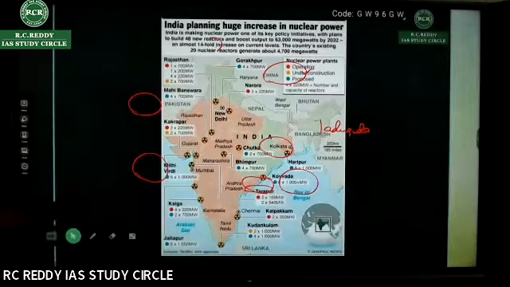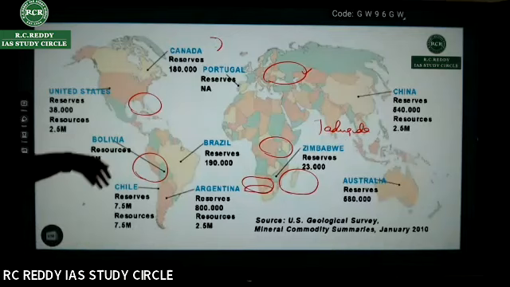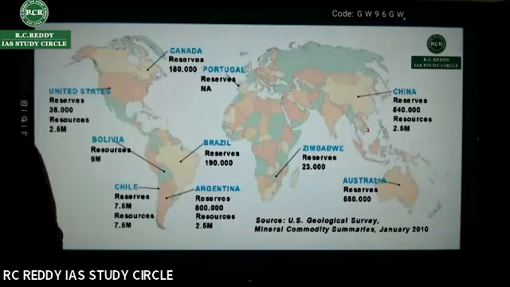Next. Lithium. Lithium is also called white gold.